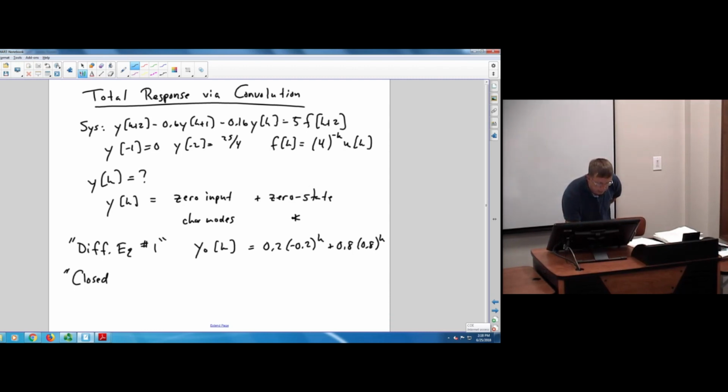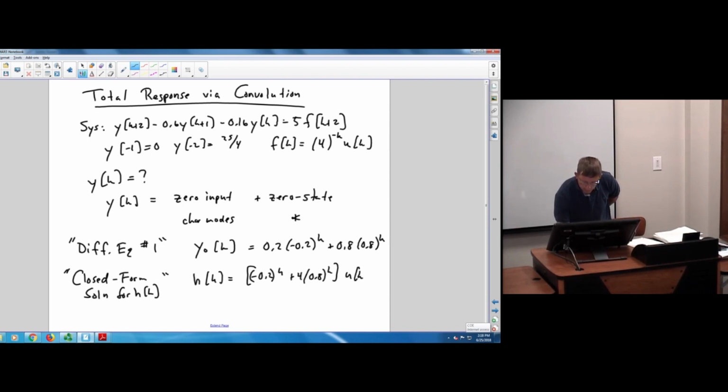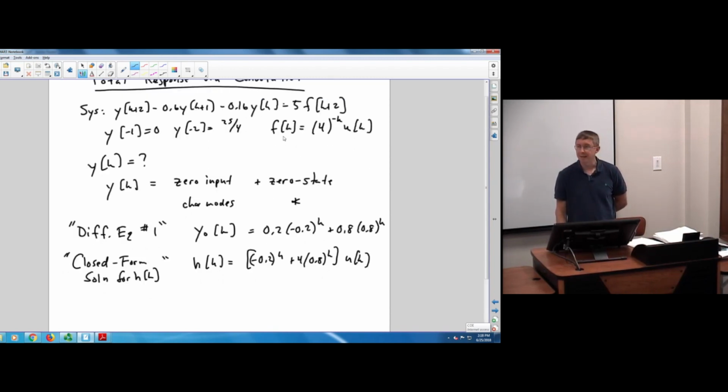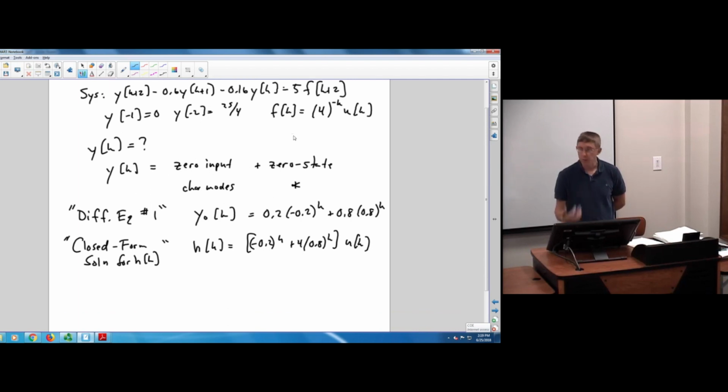We did an example a while ago called closed form solution for h of k. That was what we started off last lecture with, right? And we solved and figured out that h of k equals negative 0.2 to the k plus 4 times 0.8 to the k, u of k. Then you need to take that impulse response and convolve it with this, f of k. That's what we just did in the last example.